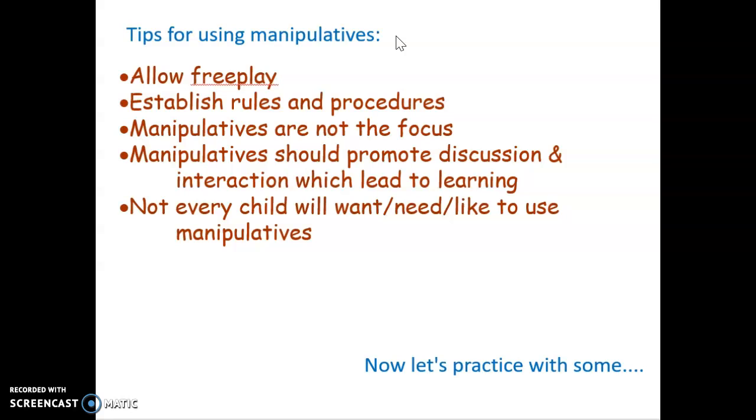And so allowing them that freedom actually seems like it would be a waste of time, but it really earned me a substantial amount of time because then they were ready to pay attention. You need to be sure to establish rules and procedures. This is the way we're going to take them out. This is the way we're going to put them away. It's always this person's responsibility or that person's responsibility.